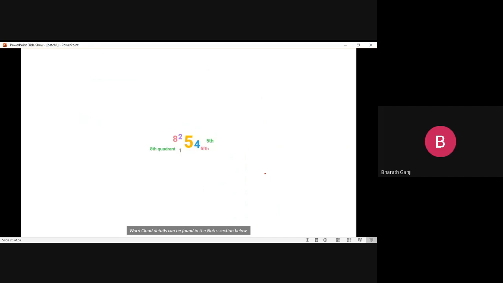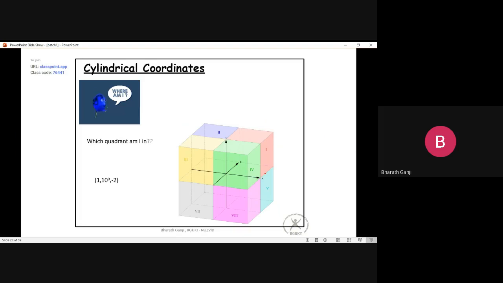Few people also went with eighth. First, second also some people took. Okay, so the answer is simple. Rho I did not change, only z I changed. So if you travel 10 degrees and you traveled 1 unit, but now you have to move in the negative direction, so downwards. When going downwards, the one below the first is the fifth quadrant, so you are in the fifth quadrant. So the answer is 5.